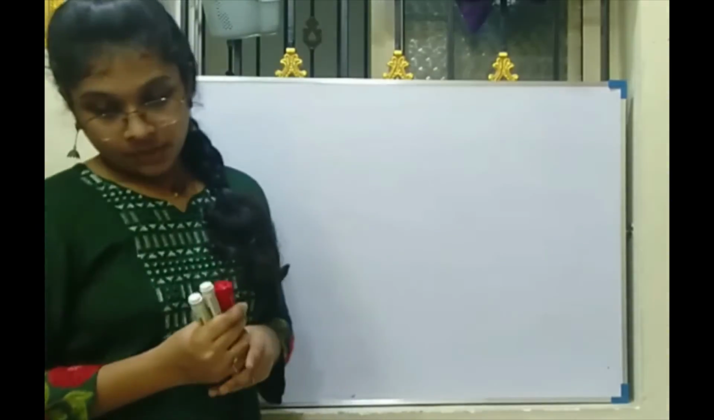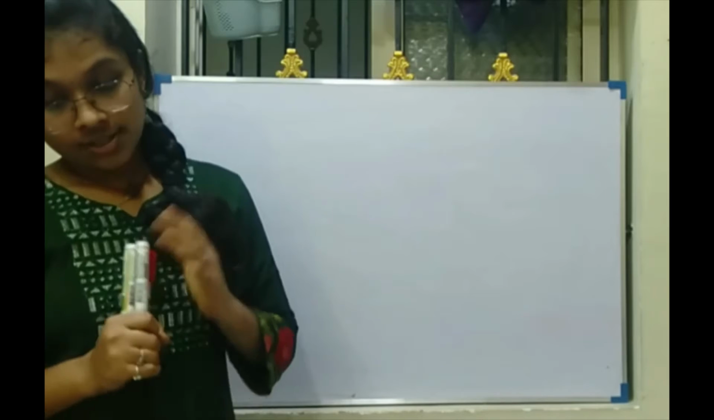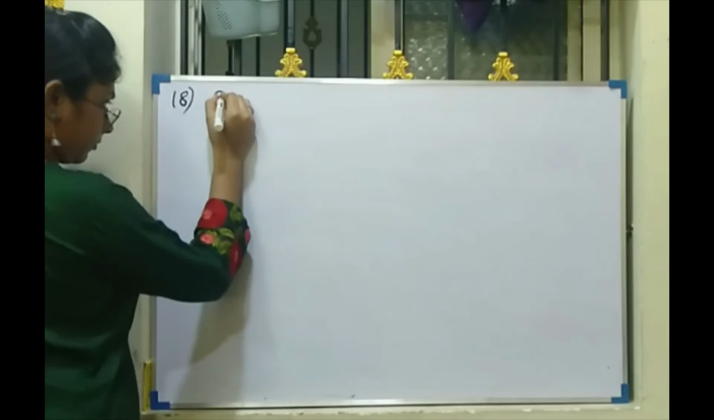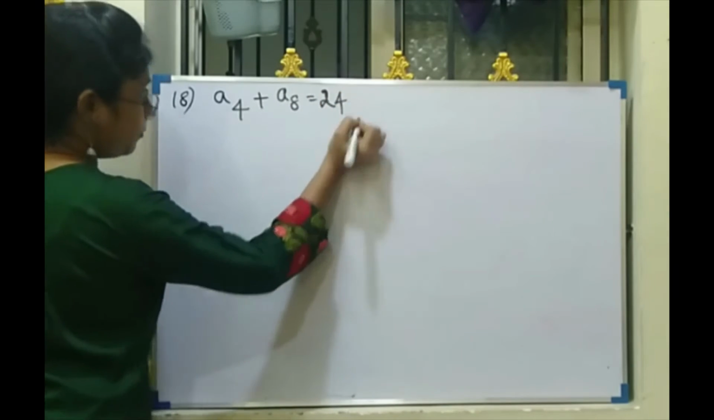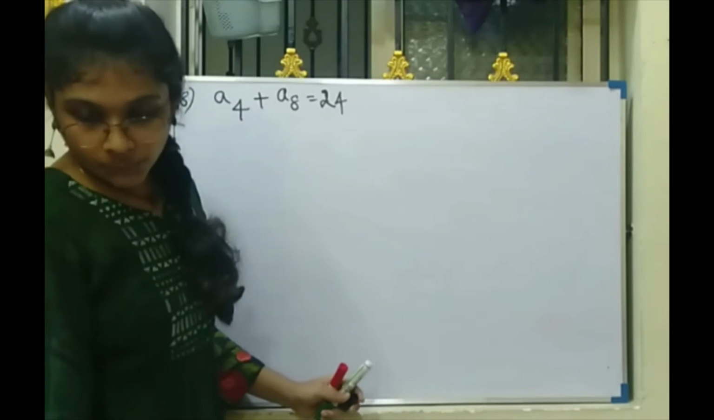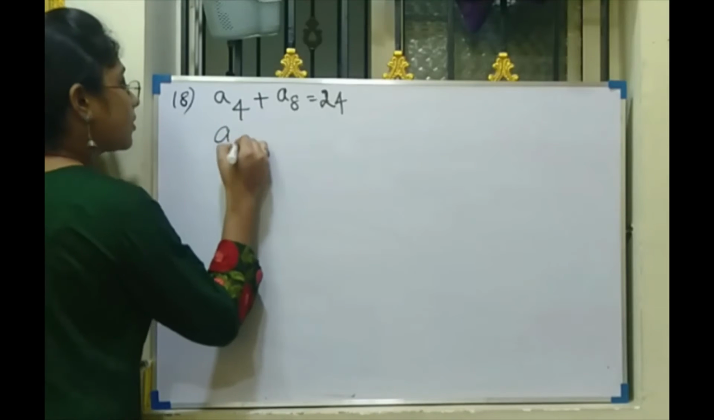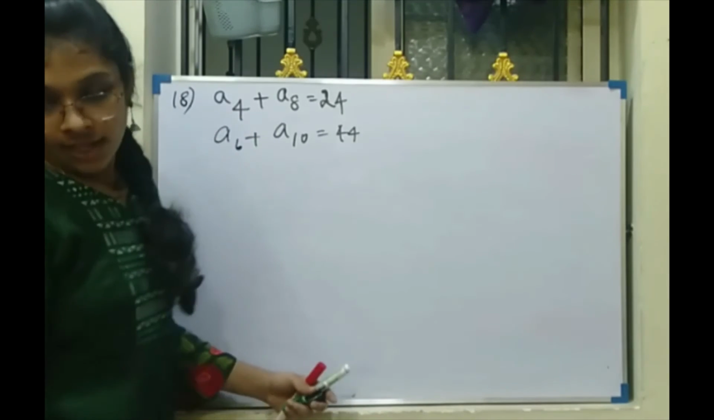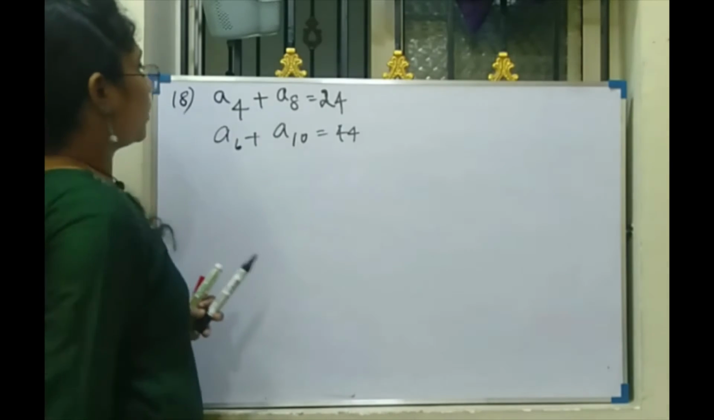Question number 18. The sum of the 4th and 8th term of an AP is 24. So let me write the given data first. They have given the sum of the 4th and 8th term is 24. And the second part of the question is, the sum of the 6th and 10th terms is 44. So A6 plus A10 is equal to 44. And find the first 3 terms of the AP.